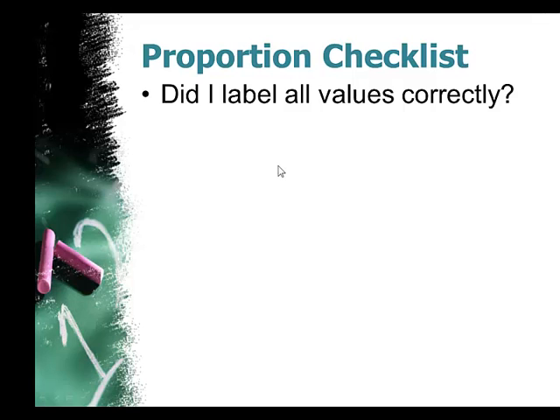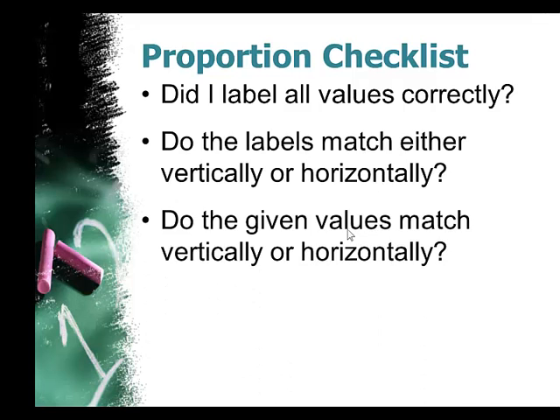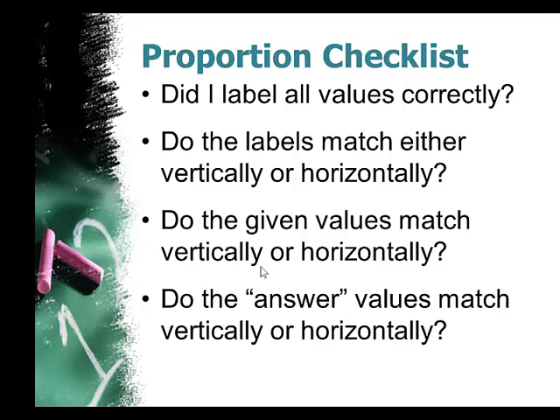Is the given couple either matching vertically or horizontally? So that was your starting ratio. Do the answer values match vertically or horizontally? And that would be your final ratios. Is it like this or like that? As long as they match. And so if you do all those things, if you match your labels, if you match your given values and the answer values, then you will be doing fine on your checklist.